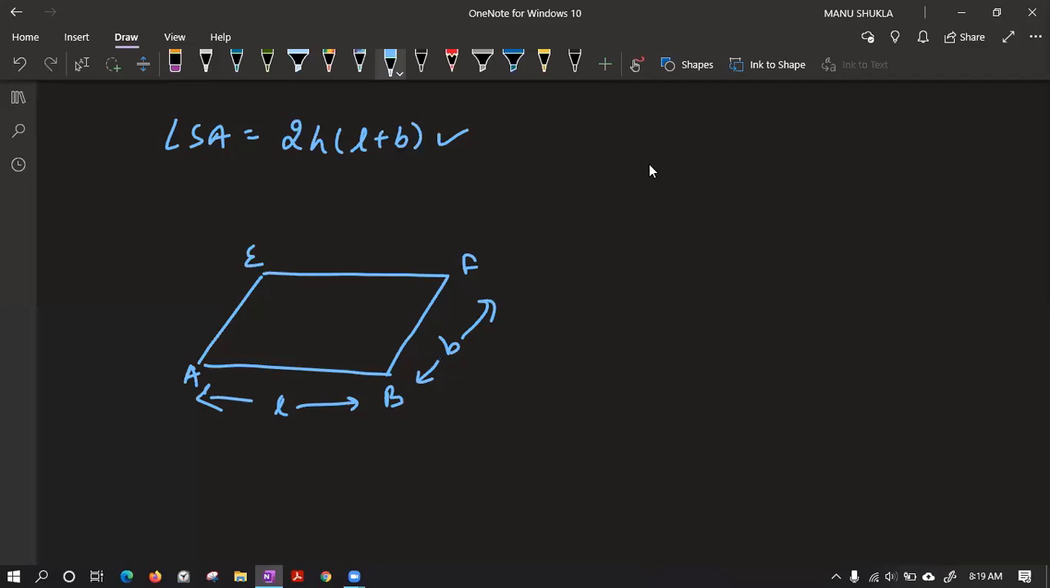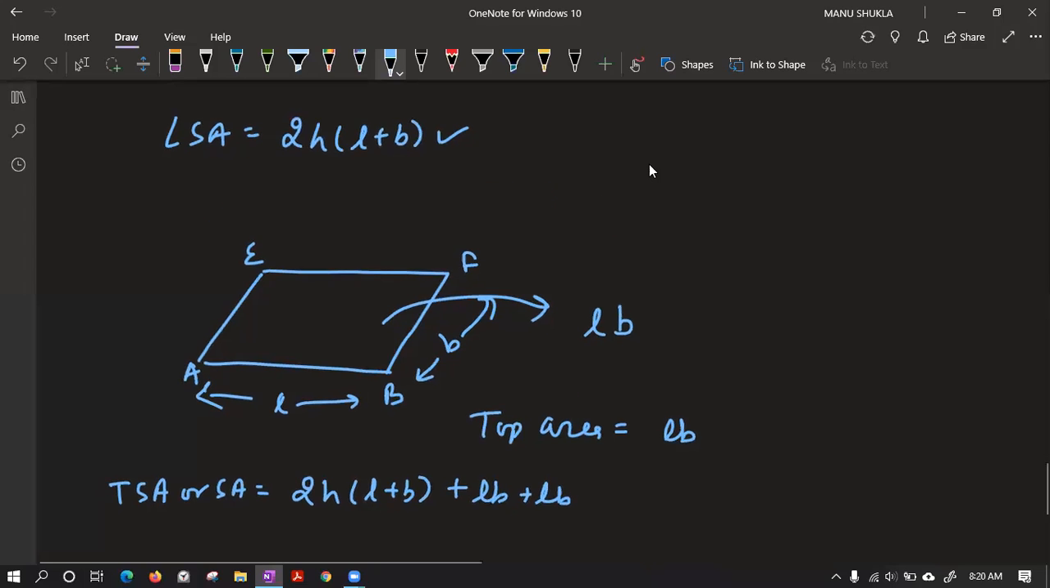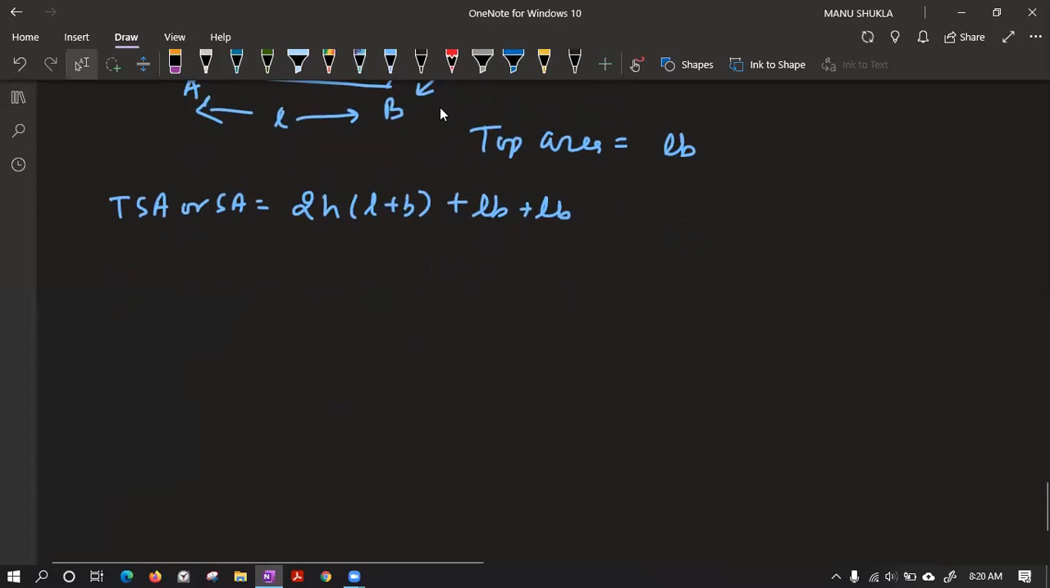So this extra surface is there now. What is the area of this one? The area of this surface is L into B. So class, if we have got the bottom surface, we can say top surface is also the same area. So you can add these two and get the total surface area, or surface area is equal to twice H(L plus B) plus LB plus LB. This is the answer.